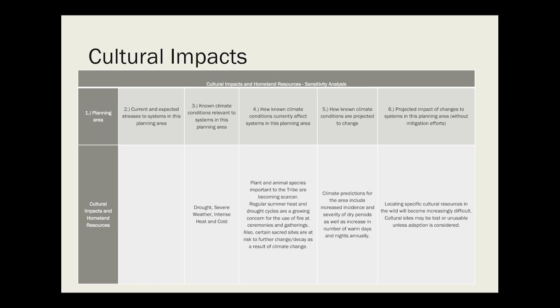We also discussed the importance of cultural impacts. Climate change will definitely have an impact on cultural resources. This is particularly important in terms of human-made resources, but also natural resources. There is concern about the availability of plant and animal species that play important roles in culture. There's also concern about cultural sites that may become lost or unusable unless adaptation is considered.